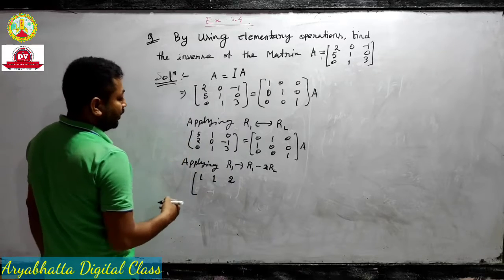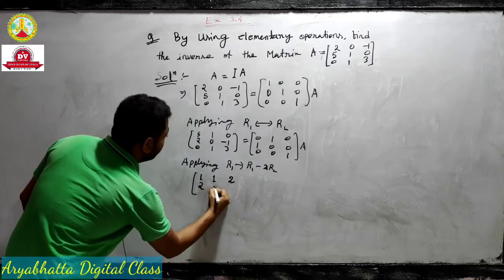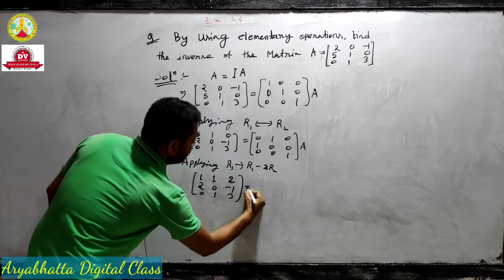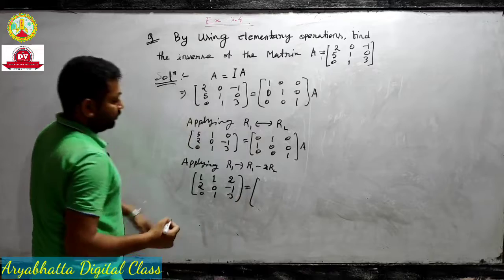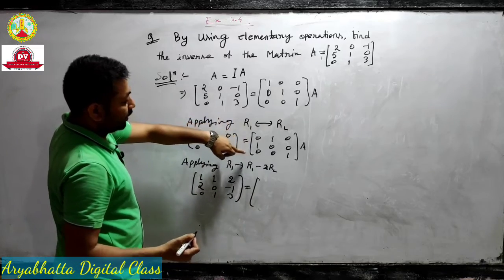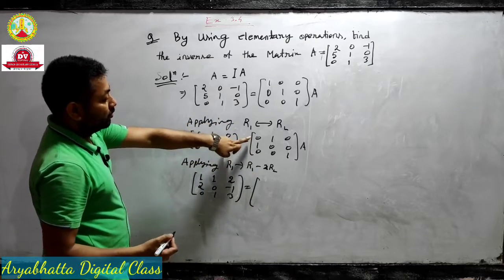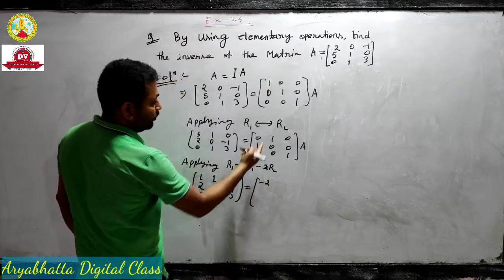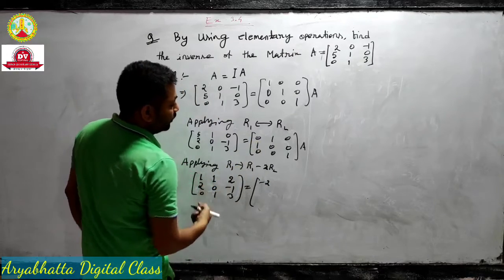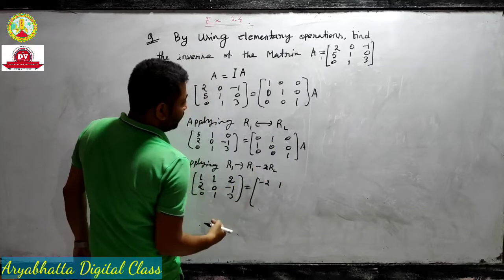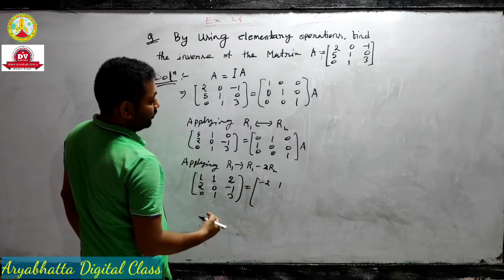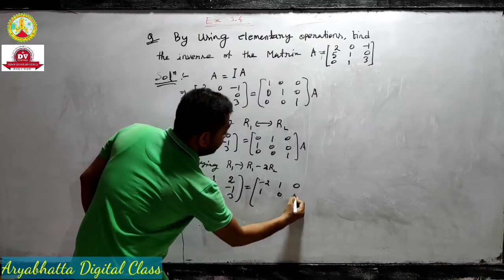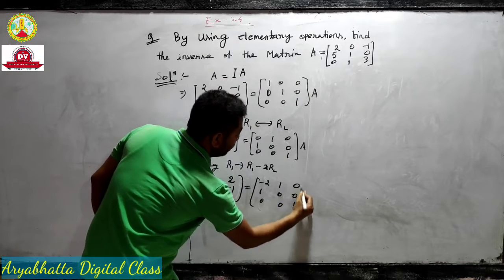Next R2 and R3 do not change: 2, 0, minus 1, 0, 1, 3 is equal to. R1 tends to R1 minus 2 into R2. Therefore, 0 minus 2 into 1, minus 2. This is equal to minus 2. And this is equal to 1 minus 2 into 0, 1. And this is equal to 0 minus 2 into 0, 0, 1, 0, 0, 0, 0, 1.